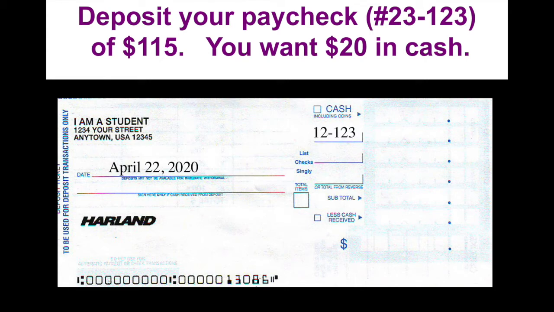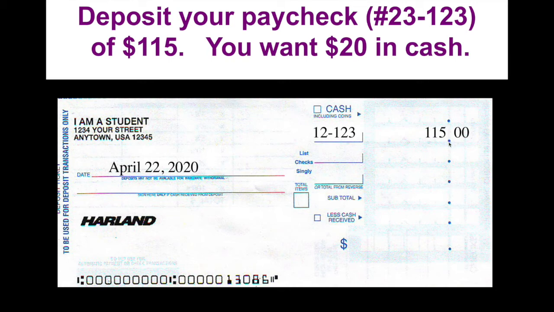So if you look at this, we don't have any cash that we're actually depositing because we are depositing just a paycheck. Okay, next we're going to write the identification of the paycheck, which is 23-123. That's the identification that's on your paycheck. It is for a total of $115.